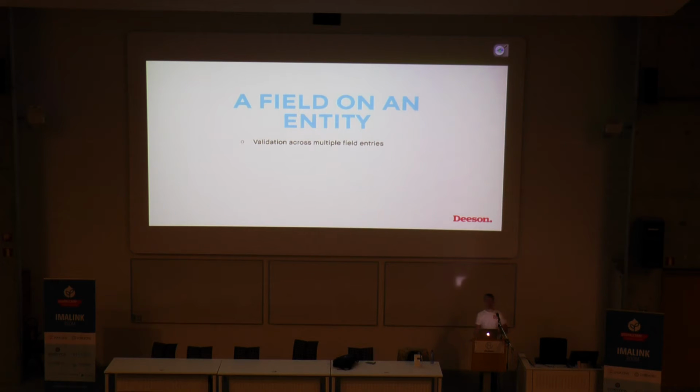So if you want to validate a field on an entity, so this is like the list of all the entries in that field, you can validate across multiple field entries. So for instance, let's take that wheels field again. If you want to have 2 monster truck wheels in the front and 2 mini bike wheels in the back, you may want to throw a validation error, because that's not going to fly and, well, not going to ride either.